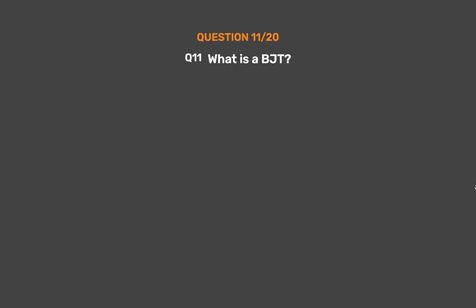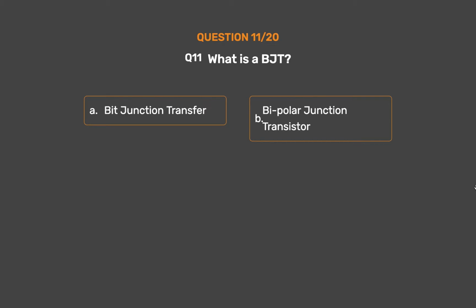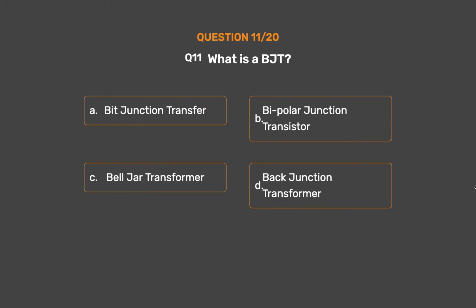Question number 11. What is a BJT? Option A. Bit junction transfer. Option B. Bipolar junction transistor. Option C. Bell-jar transformer. Option D. Back junction transformer.